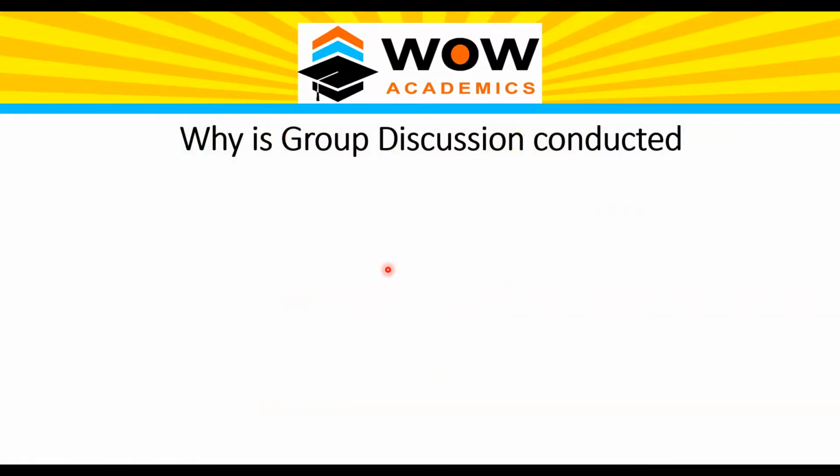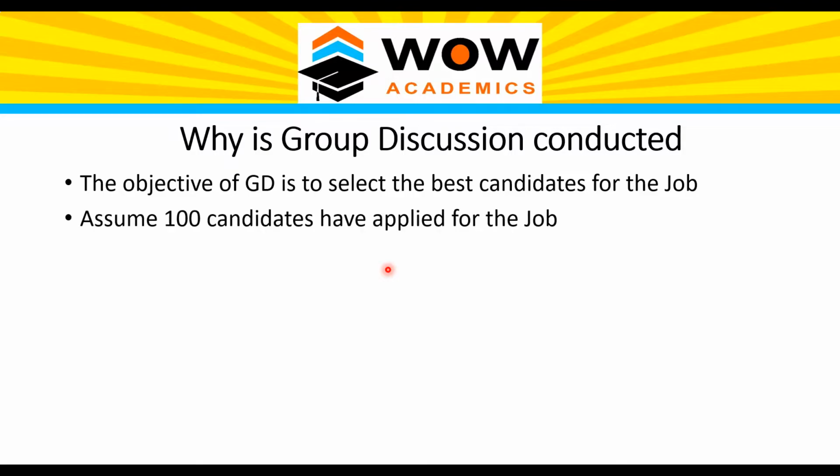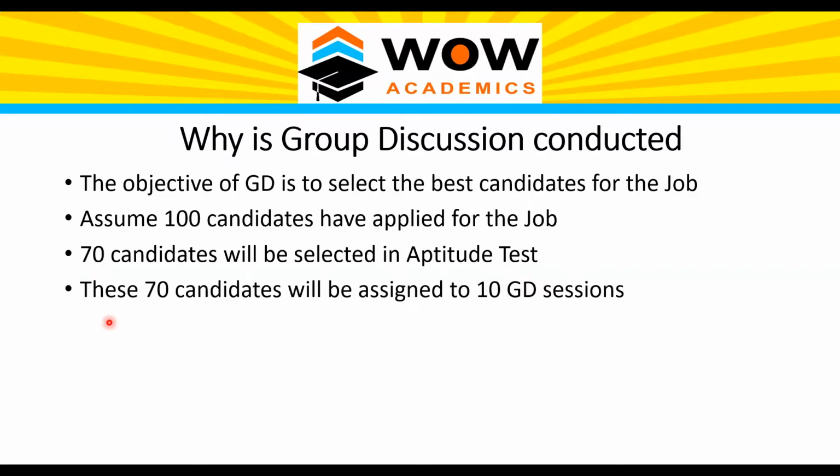We'll see why a group discussion is conducted. The objective of a group discussion is to select the best candidates for the job. Assume that 100 candidates have applied for a job, and only 3-4 candidates are required. From the 100 who have applied, it will be filtered to 70 through an aptitude test, and from those 70 the group discussion observer might divide the entire 70 people into 10 group discussion sessions.